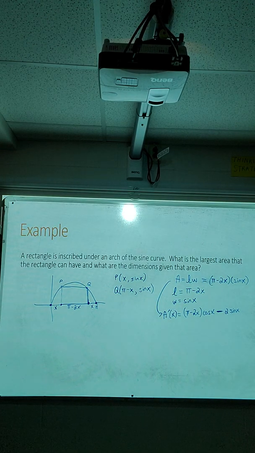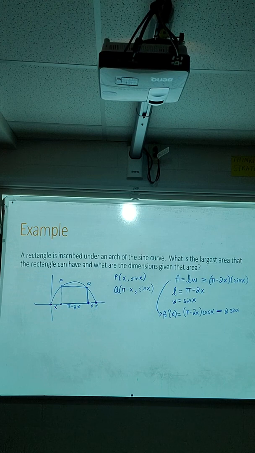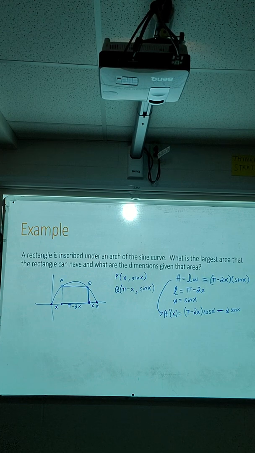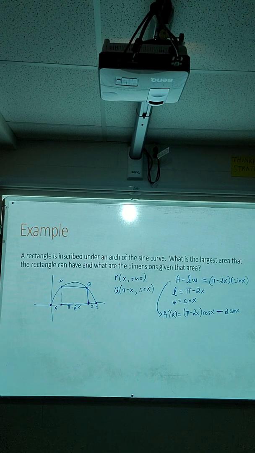We cannot set that equal to 0 and solve it algebraically. There's not a way we can solve that algebraically. So we'll do it graphically. Set it in the calculator and look to see where it equals 0. What you'll do is type that function in the calculator: pi minus 2x times cosine of x minus 2 sine x. And make sure you are in radian mode as well, real quick. And then you're going to hit graph.